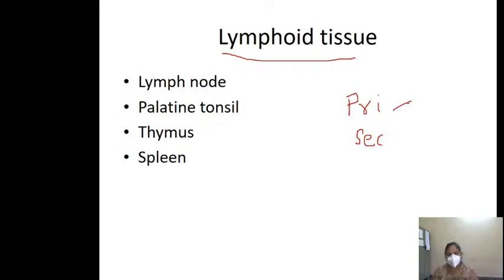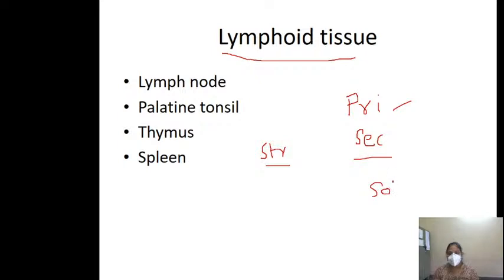After that, these will settle in the other lymphoid structures, which are called the secondary lymphoid organs. These are the lymph node, palatine tonsil, spleen, and all other lymphoid structures. So this is one thing, and the other one is based on the structure of the lymphoid structures. We differentiate these into solid lymphoid structures and diffuse lymphoid structures.